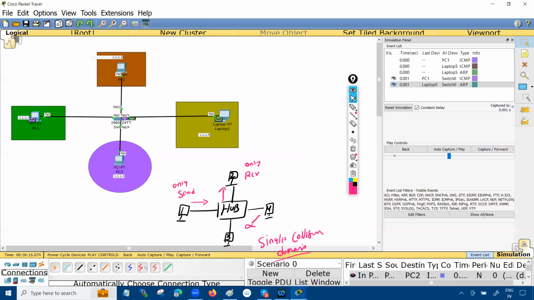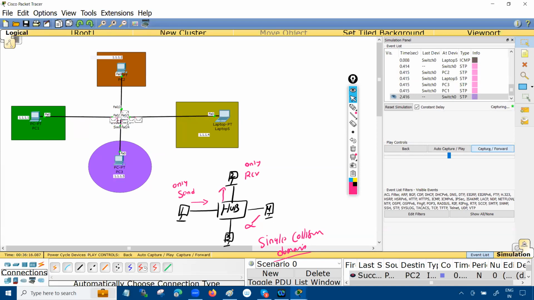Yes, sir, no collision occurs. Okay, got it, sir. Fine. Everything is working finally. All my communication is going to work. That's a beauty, but in the case of the hub, it was not working.